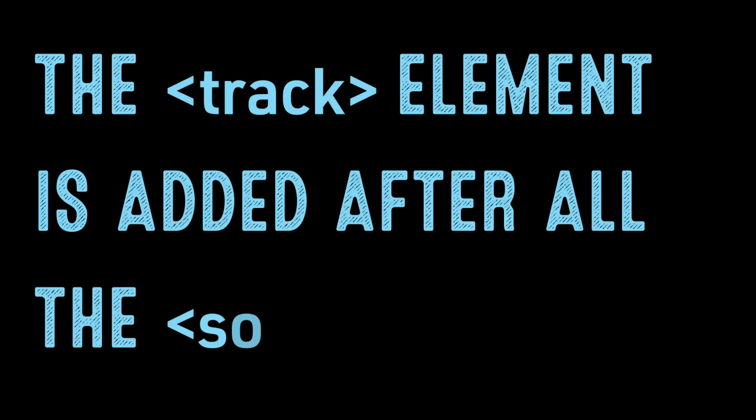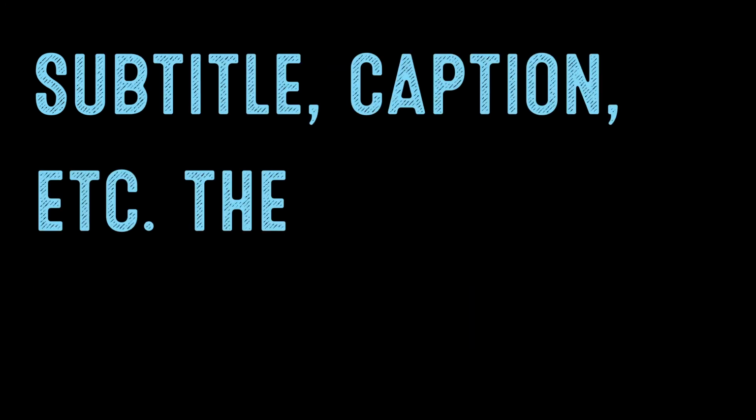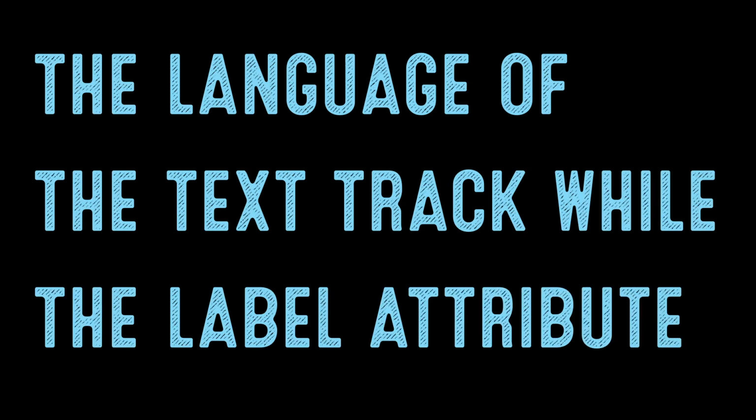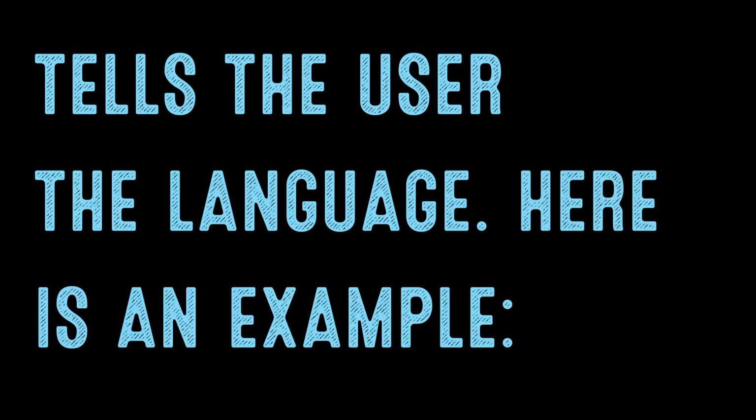The track element is added after all the source elements within an audio or video element. The kind attribute is used to identify what kind of text track it is. Example, subtitle, caption, etc. The srclang attribute identifies the language of the text track, while the label attribute tells the user the language. Here is an example.